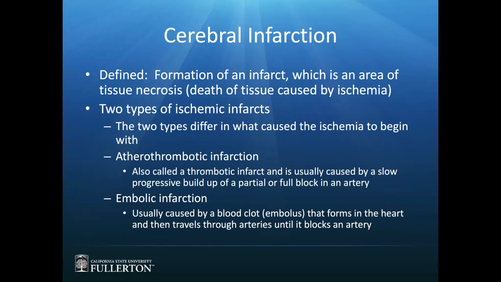And there are two types. Actually, the brain damage itself is not different between these two types. The way the damage got done, the cause of it, in other words, is different. The first type, which is the most common type, is an atherothrombotic infarction, and what results would be called a thrombotic infarct.